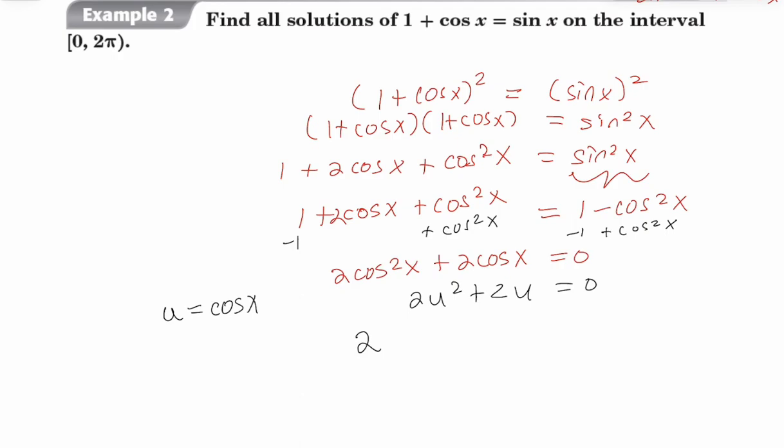We can only take out the lowest power, so we can take out a plain old u to the first power. Now be careful. When you divide by 2u, we have to account for the fact there were 2 terms there. We should have 2 terms in our parenthesis. If I take out a 2 and a u here, I'm left with a u.